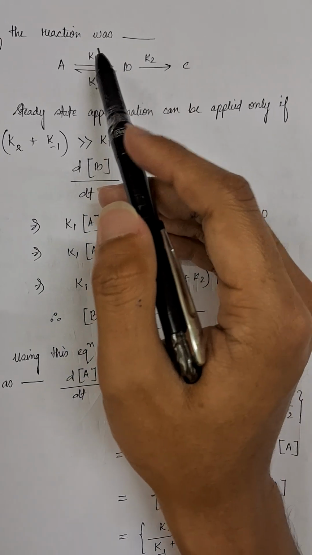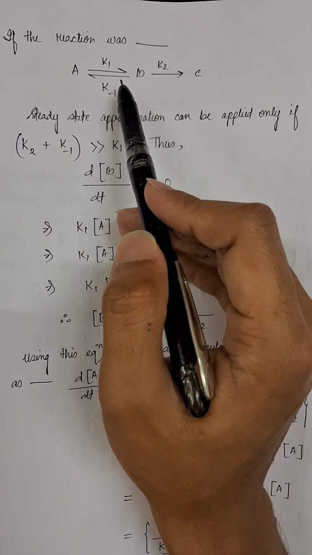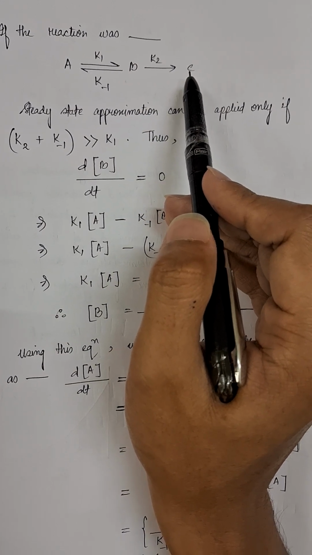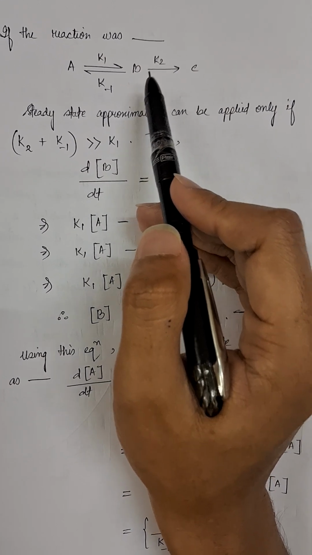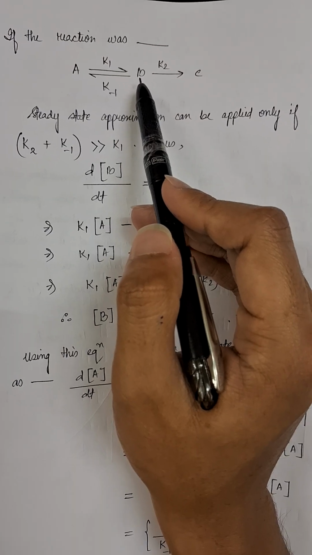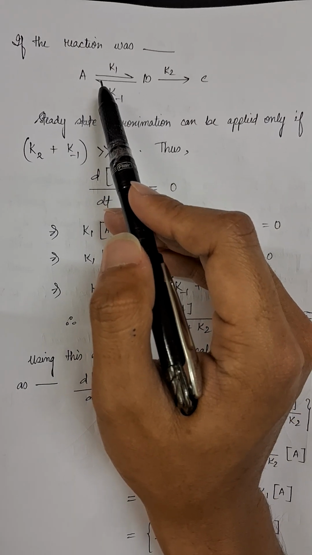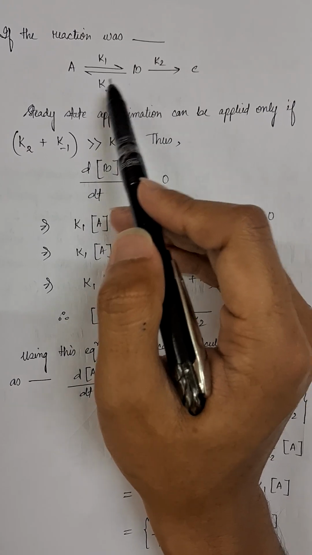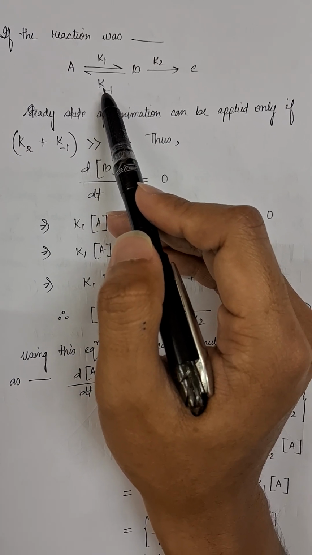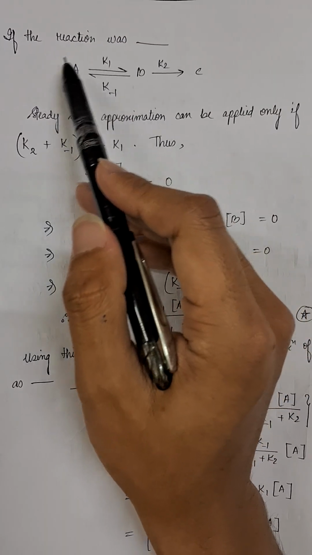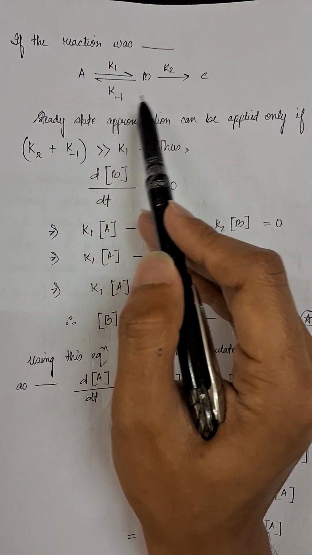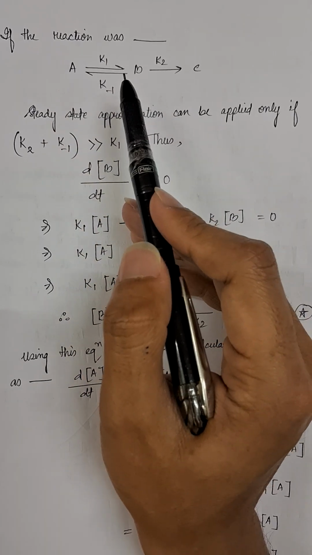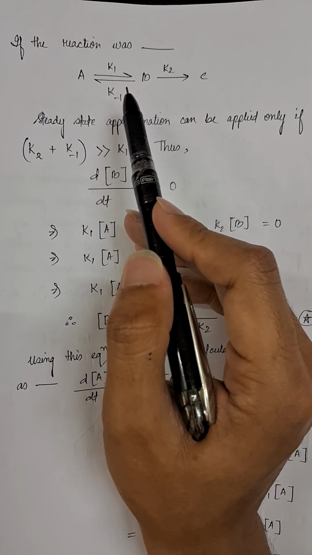But if the rate at which B is forming product is small as compared to the rate at which this B intermediate is reversing back to the reactant A, that means if K2 is small as compared to K minus 1, then there exists a quasi-equilibrium, or an equilibrium process is happening between A and B. In that case, we cannot use steady state approximation.